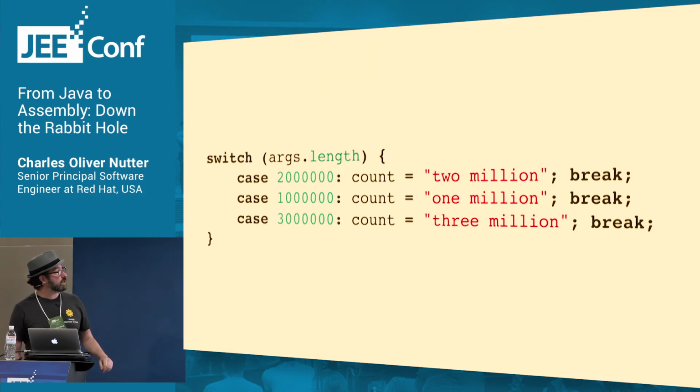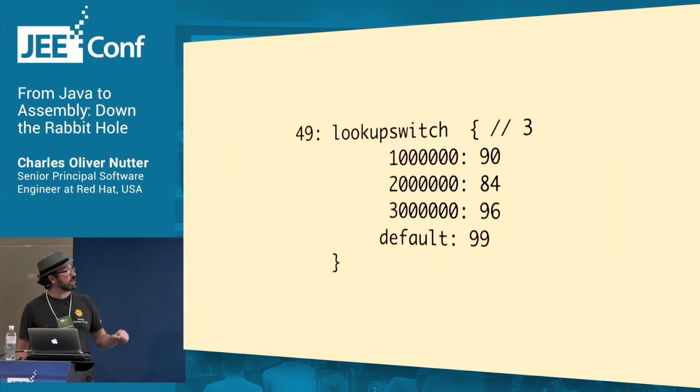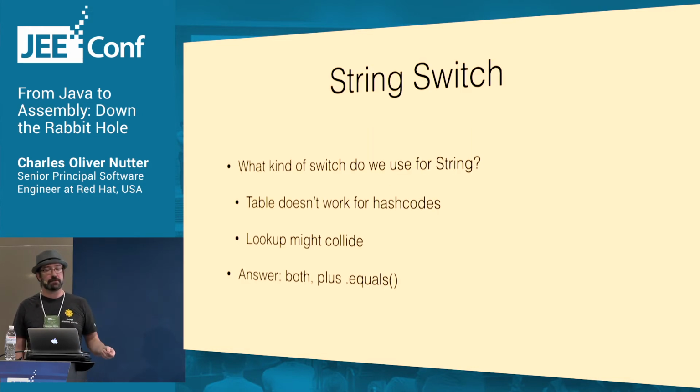Here is a case that turns into a lookup switch. We have values that are very far apart, not logical for us to try and stick these into a single table. And so this becomes a lookup. It sorts these values so we can do a binary search for the right one, and then it will branch to the right offset. So what kind of switch do we use for a string? We can't just use a table because different strings may have the same hash codes. And if we just do a lookup, well, we still may collide with the different strings.